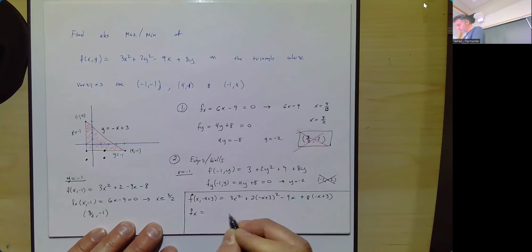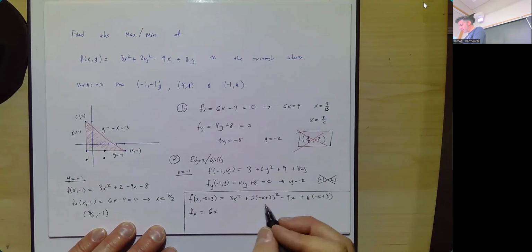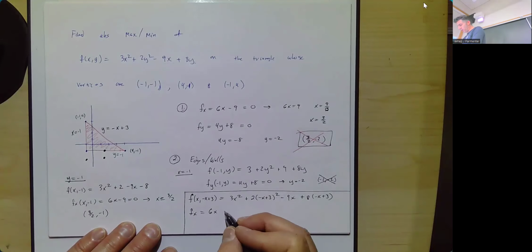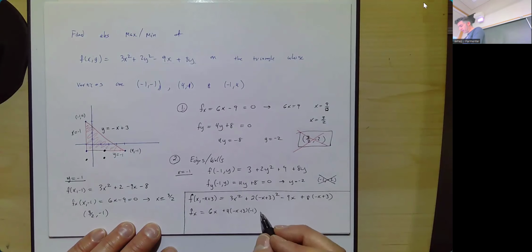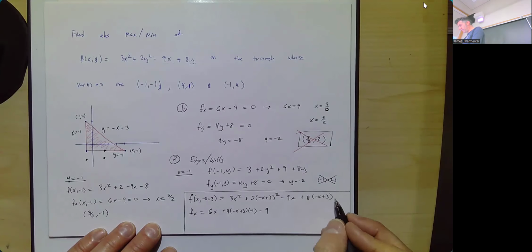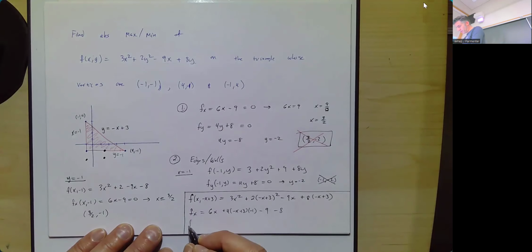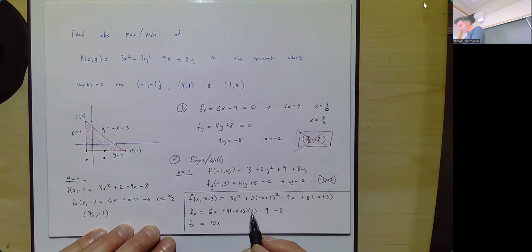So fx is going to be 6x. I'm just going to use the chain rule here. Bring down the 2, you get 4 times (-x plus 3) times -1 because of the chain rule. Derivative of 9x is 9. Derivative of 8 times (-x plus 3) is just going to be -8. So simplifying this a bit, fx is equal to 6x plus 4x, and then we have -4 times 3 is -12, minus 9, minus 8, is minus 29.